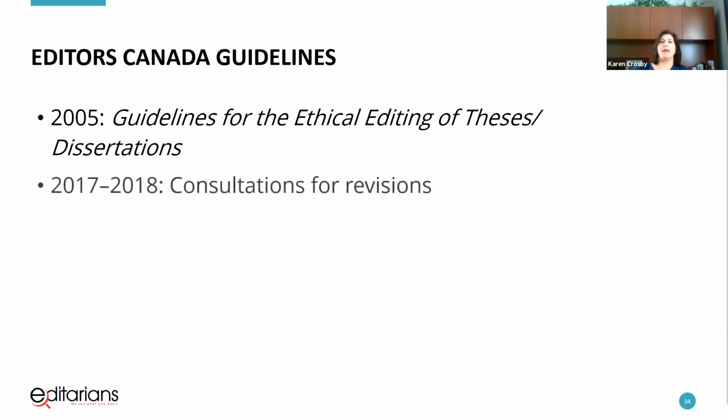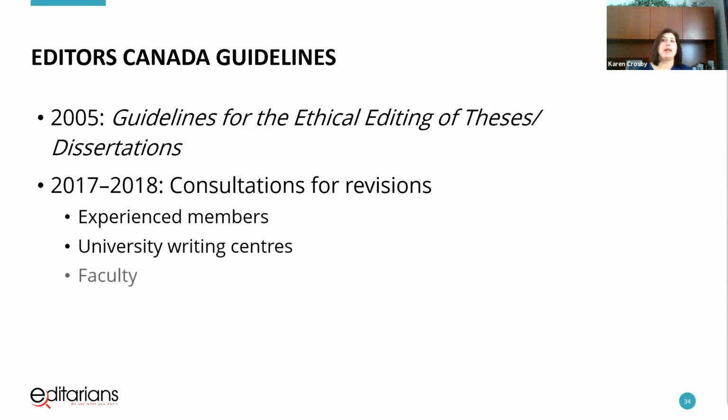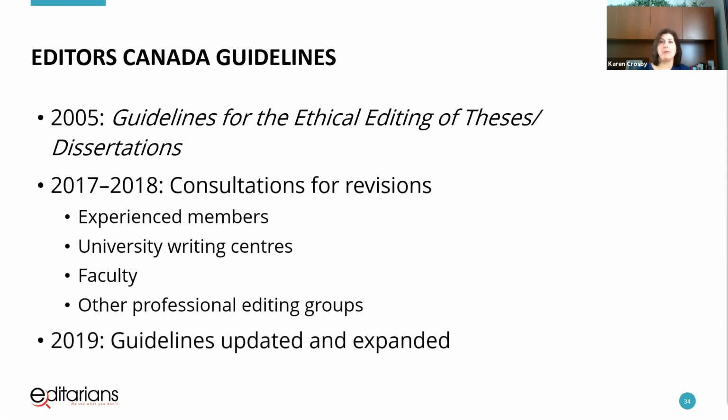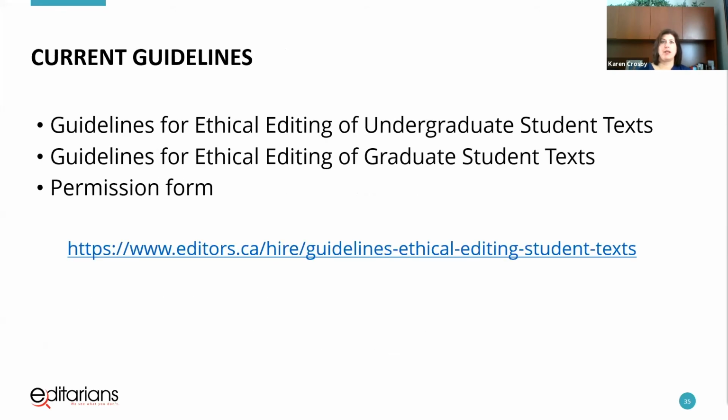In 2017, Editors Canada began a consultation process to update the guidelines. A committee gathered feedback from members who had edited academic writing, university writing centers, faculty, and other professional editing groups. And in January of 2019, the committee announced its revised guidelines. They include guidelines for undergraduate texts to address the growing number of clients asking for this service. So the current guidelines include 3 separate documents: guidelines for undergraduate texts, for graduate texts, and a permission form that editors can use and adapt if they wish.